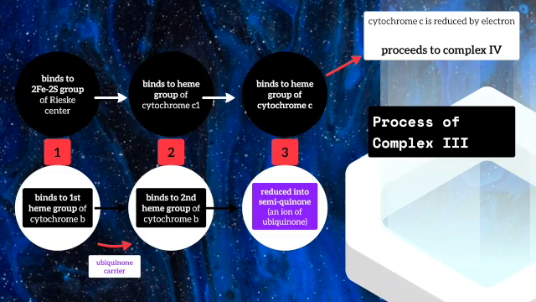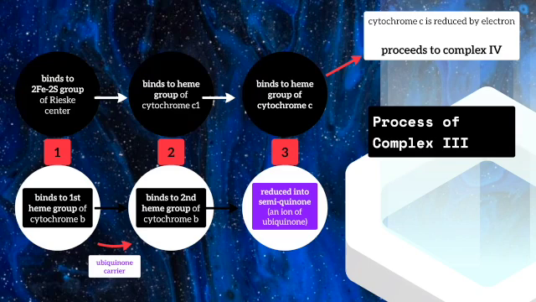Here are the 2 pathways that the 2 electrons follow. The first one starts by binding to the 2 iron, 2 sulfur group of the Rieske center. Then it binds to the heme group of cytochrome C1, and then to the heme group of cytochrome C. Then the electron reduces cytochrome C and proceeds to complex 4.